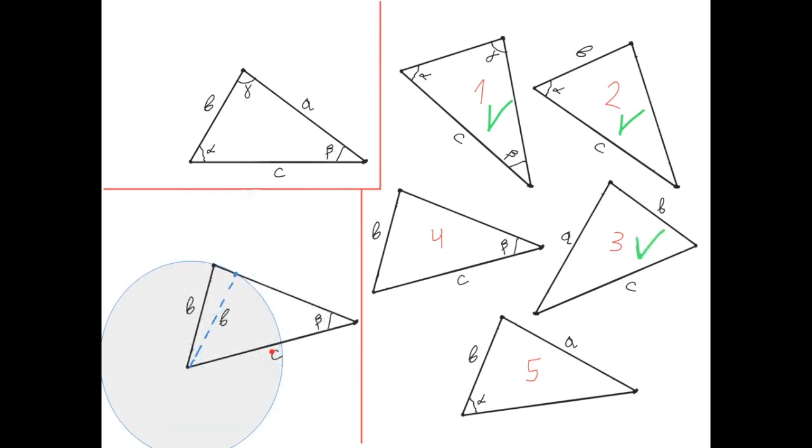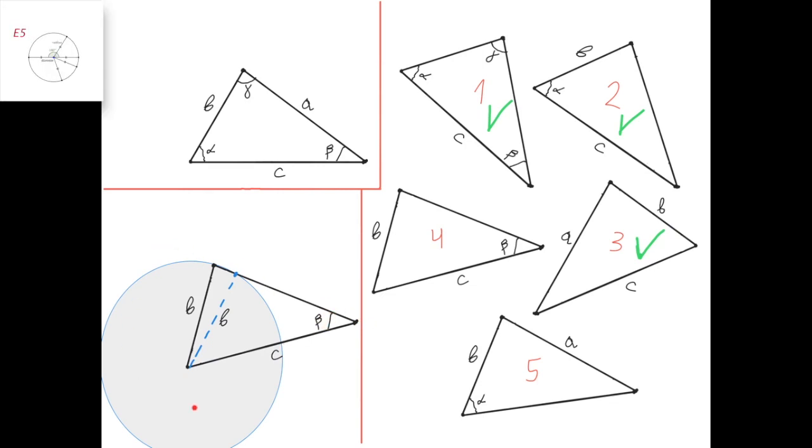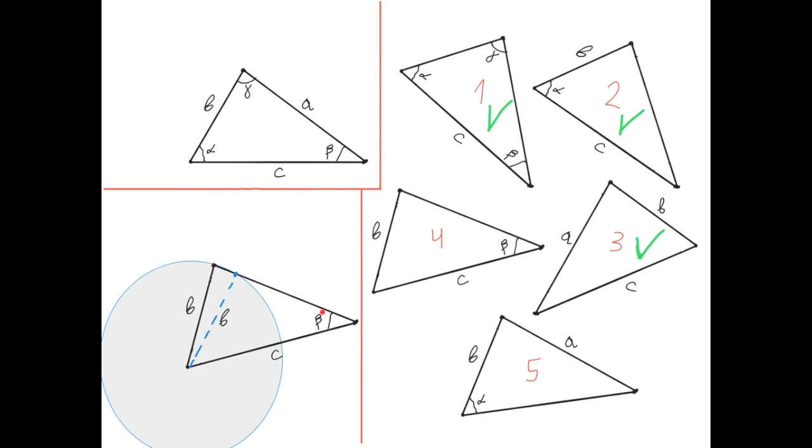So I start with this base C, and then I construct this ray such that this angle is beta, and then I construct the circle centered here at this point with radius B. And I'm looking for the intersection point of this ray and this circle, because that's the point for which this length is B, this length is C, and this angle is beta.